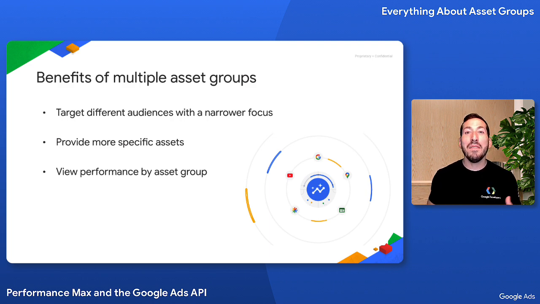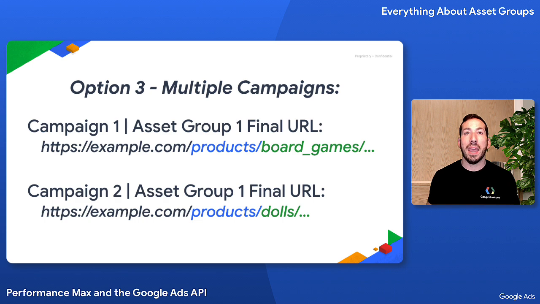Finally, you may even want to create individual campaigns for each product group if, for example, you have specific budgets tied to each product group. Because your budget is defined at the campaign level, you couldn't accomplish this with two asset groups in the same campaign, because the entire budget is optimized to maximize your conversions or conversion value across all asset groups in the campaign.